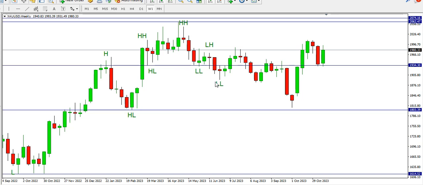Now this structure has been broken here, but the candle didn't close below that structural level. We only broke it and then reversed. Now we have the complete break here, and price dropped further to this point for us to have price breaking this structural high around here. We have a structural high around here. We have a break of the structure for us to have a higher high here.